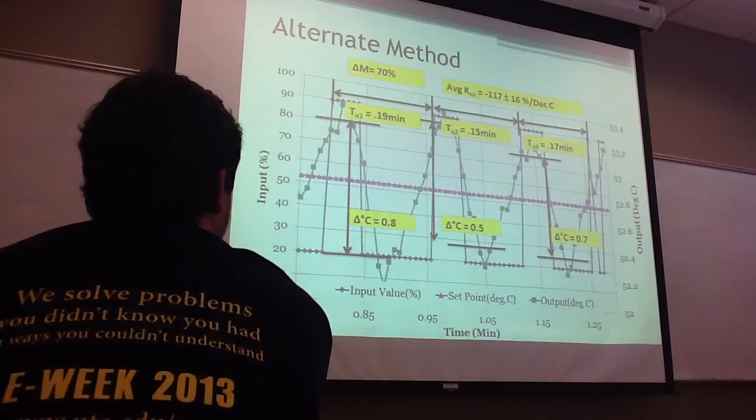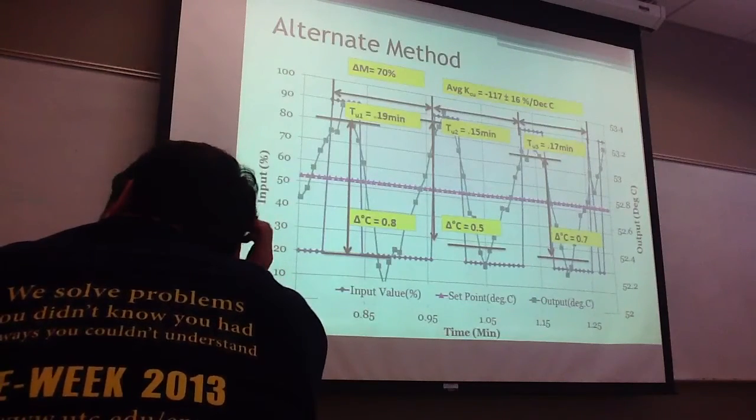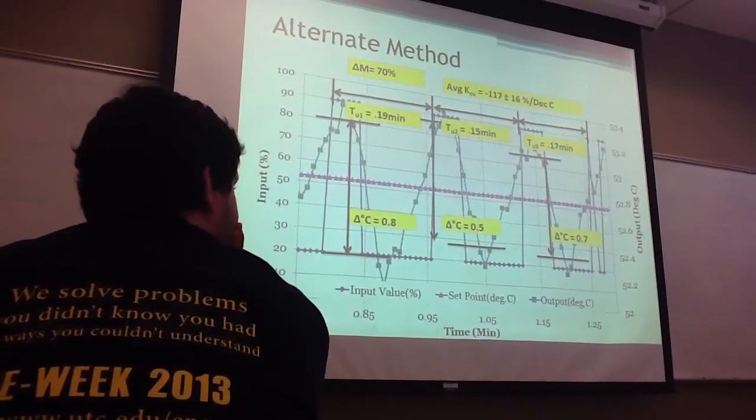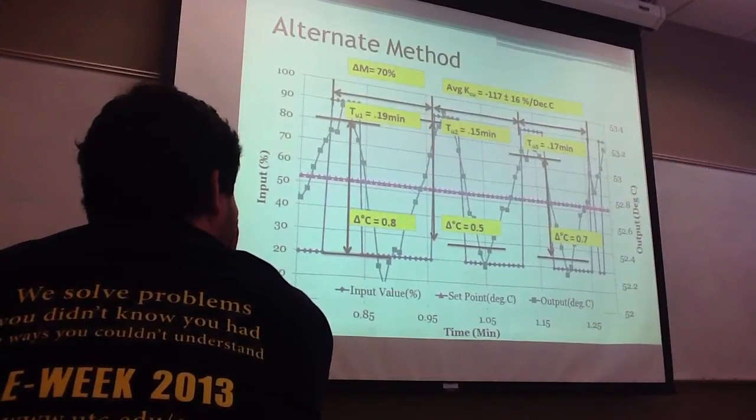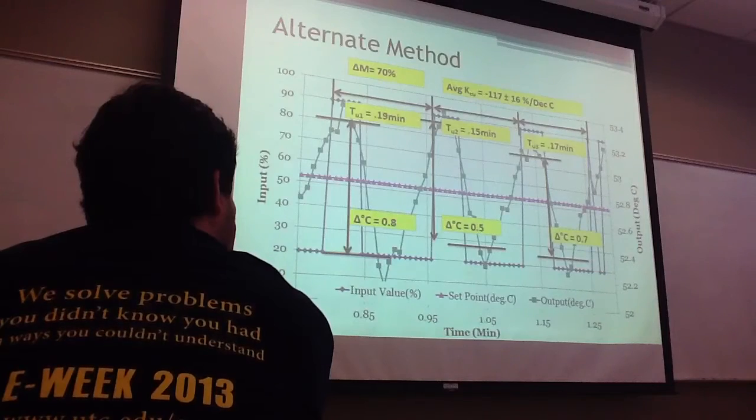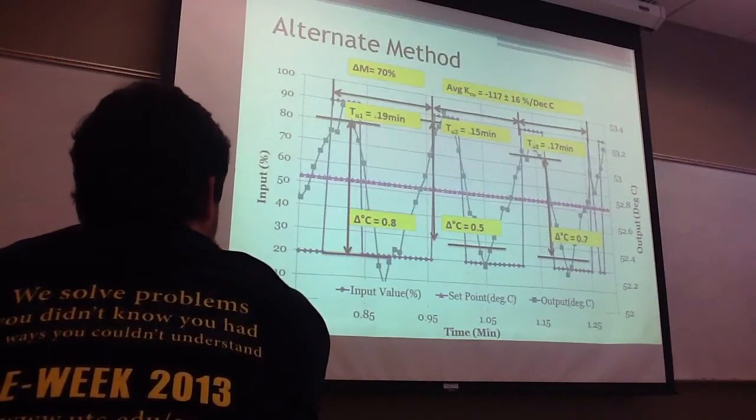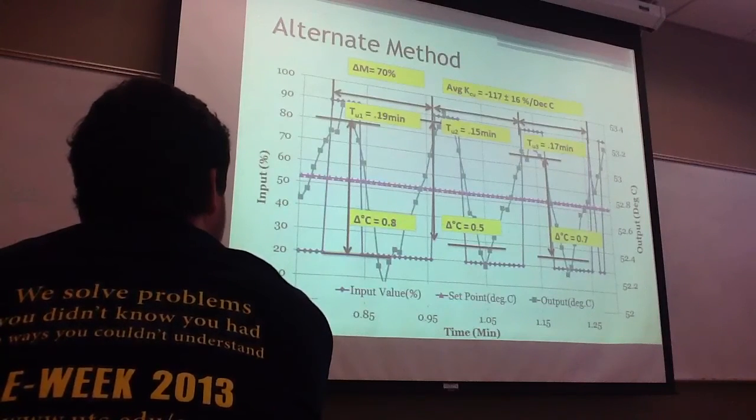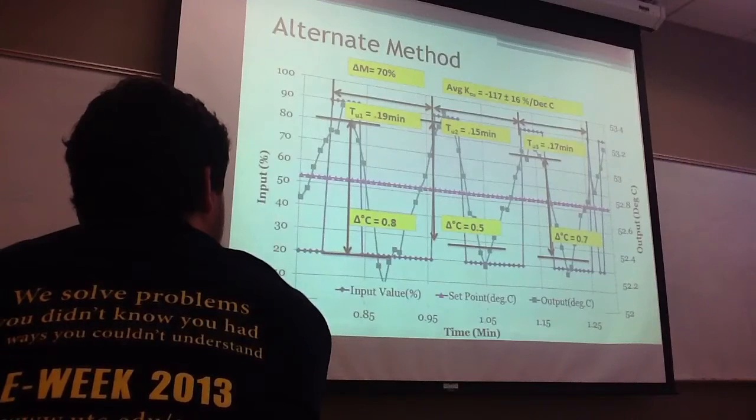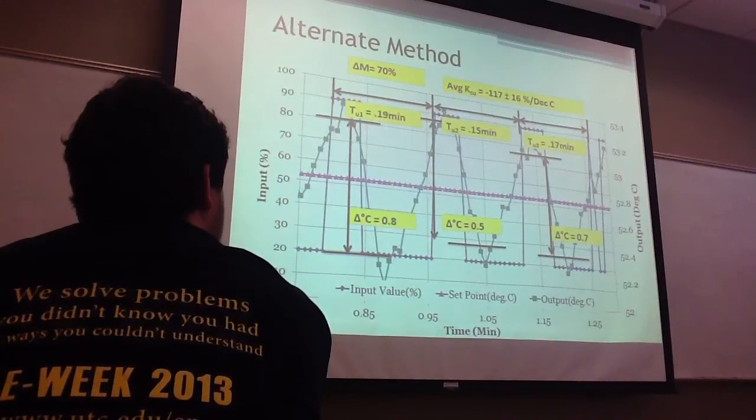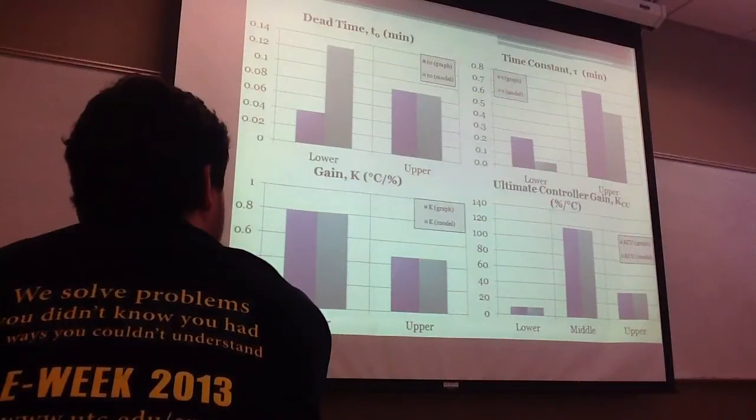One of our team members also did this alternate method, and I don't really know what this is. It's the relay experiment, but it looks crazy, and the average ultimate controller gain for this one was negative 117 plus or minus 16% per degree Celsius. And I actually think this was done for the middle region, but I think this ultimate controller gain is actually what turns out to be for the upper region, and you'll see what I mean toward the end.